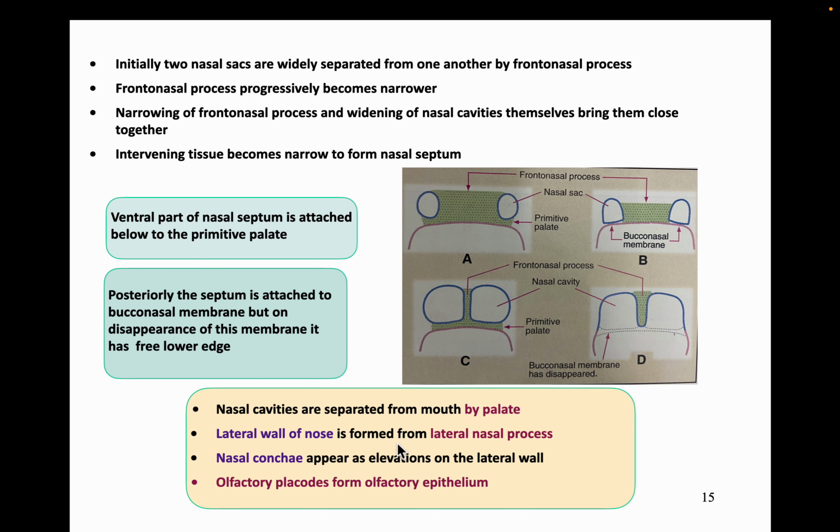The lateral wall of the nose is formed from the lateral nasal process. Nasal conchae appear as elevations on the lateral wall, and the olfactory placode forms the olfactory epithelium. So this completes the development of the nasal cavities.